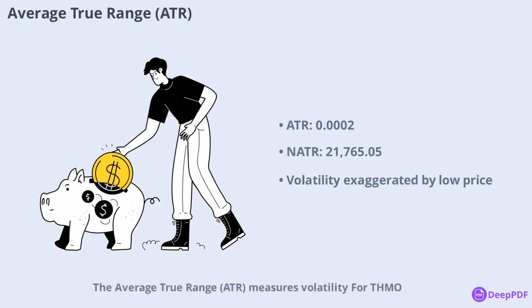The average true range, ATR, measures volatility. For THMO, the ATR 14 is 0.0002, but the NATR 14 is an astronomical 21,765.05. This is a result of the extremely low price, which makes percentage-based volatility measures skyrocket. It's important to interpret these numbers in context, as they may exaggerate the true risk for such a low-price stock.